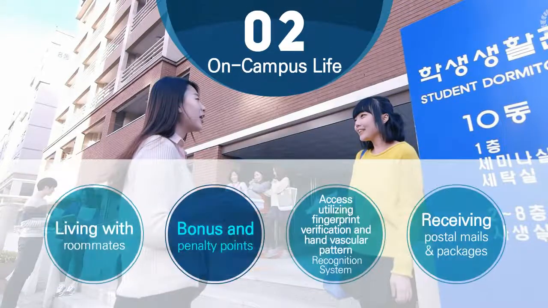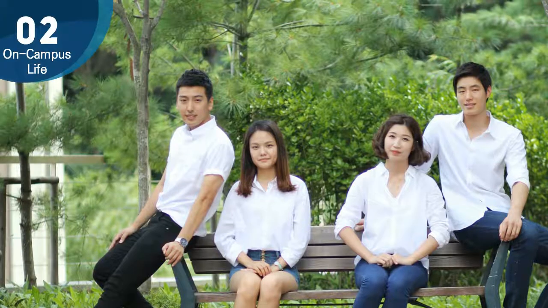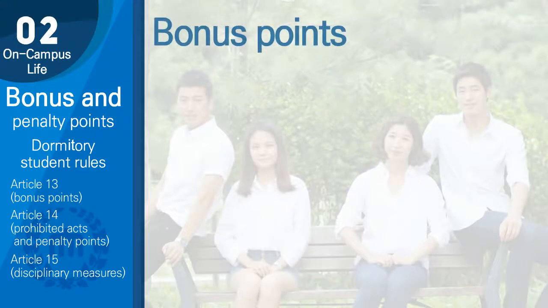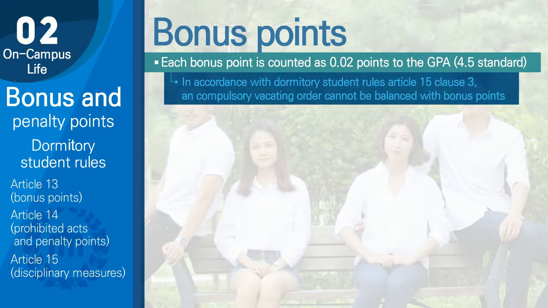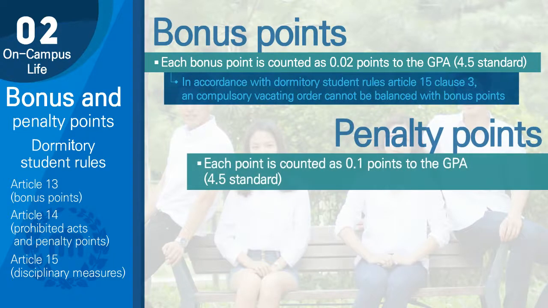There are bonus and penalty points in accordance with Dormitory Student Rules, Article 13, Article 14, and Article 15, to encourage proper behaviors in the dormitory. Each bonus point is counted as 0.02 points to the GPA. You can balance penalty points with bonus points, but in accordance with Article 15, Clause 3, a compulsory vacating order cannot be balanced with bonus points. Each penalty point will be counted as 0.1 points to the GPA.